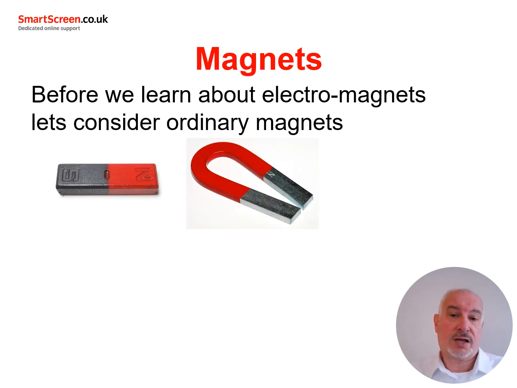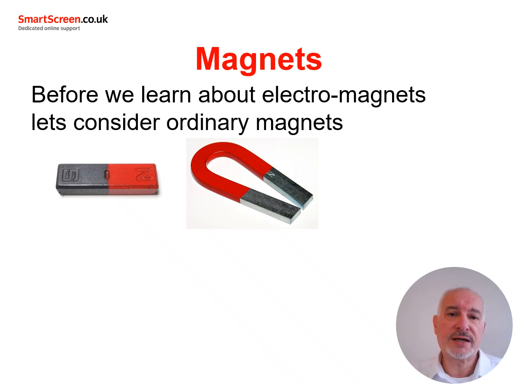So here are a couple of magnets. You can see they're different shapes, but they're both what we call permanent magnets. And every permanent magnet will have a north pole and a south pole. So either end there's a pole, it's either north or south.